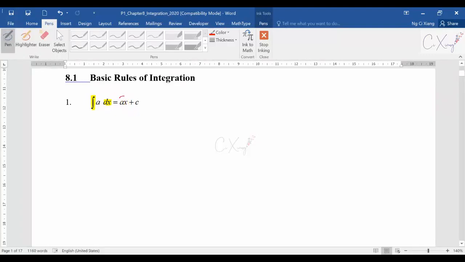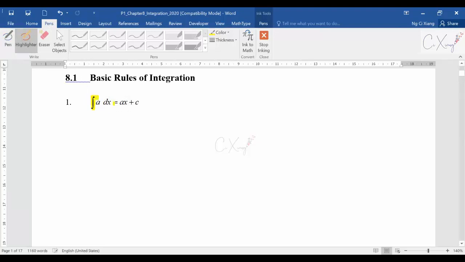It is the reverse way of differentiation, and that means you should know that if I differentiate ax, you get an a. Differentiate ax, you get an a, that means your answer is correct. Understand or not? It is the reverse process of differentiation. If I have dt here, then when you want to integrate a dt, that means you have at plus c. All these are very small details that you should know.